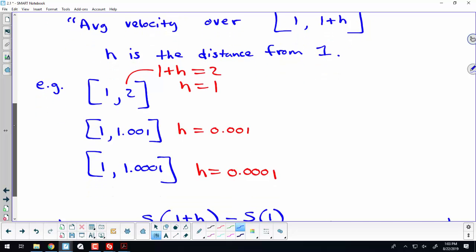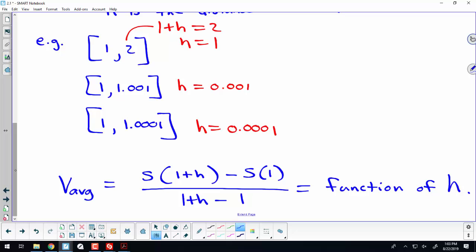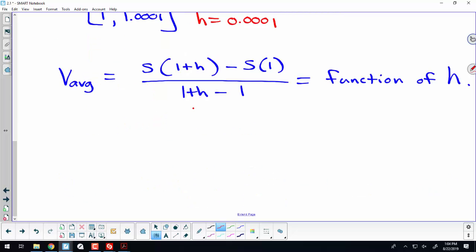Okay, and when you compute this, s of 1 plus h minus s of 1 over 1 plus h minus 1, again, that's the average rate of change, or the average velocity. So this is the average velocity on the time interval 1 to 1 plus h. Instead of finding a specific number like 49.6 or whatever and saying that's the average velocity on the time interval from 1 to 2, we now have a general way to describe the average velocity on any interval as long as we're some distance away from 1. Does that make sense?